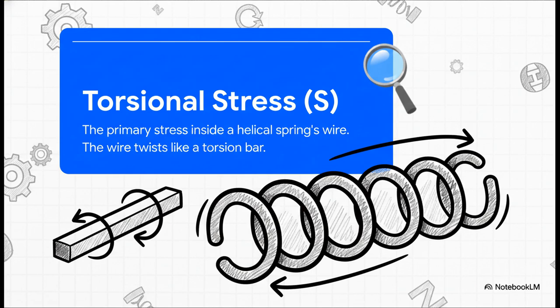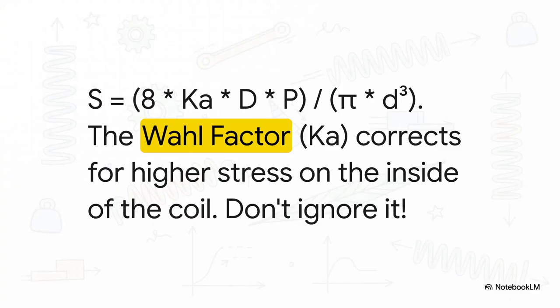Well, you're not. You're actually twisting it. The wire is acting like a long torsion bar that's just been coiled up, and that twisting creates something called torsional stress. Managing this stress is absolutely crucial if you want to prevent your spring from getting permanently bent out of shape or just snapping.